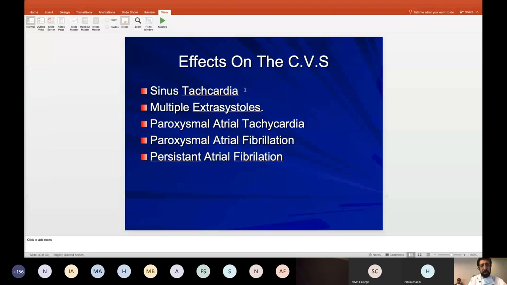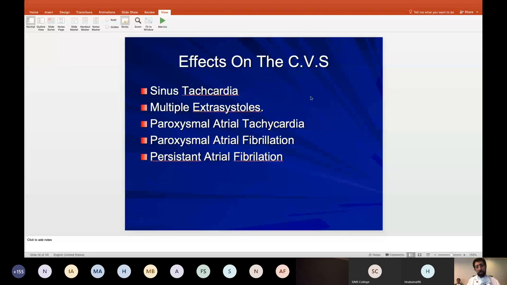If you're not going to take care of that, it will be multiple extrasystoles. Not taken care of that, paroxysmal atrial tachycardia, paroxysmal atrial fibrillation, and then there'll be persistent atrial fibrillation. Sometimes in cases when you have a retrosternal goiter, and it is toxic, the patient on the surface will have no symptoms related to goiter, and the patient will present with symptoms pertaining to CVS. And for years and years, they are treated for their cardiac disease.